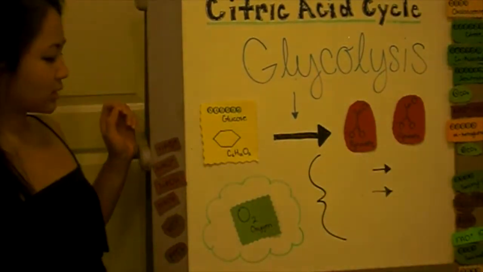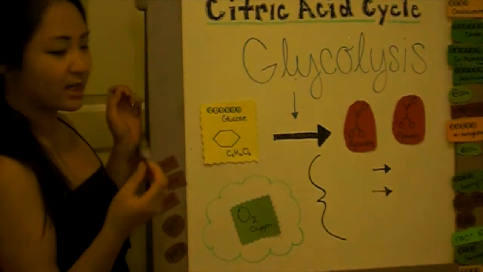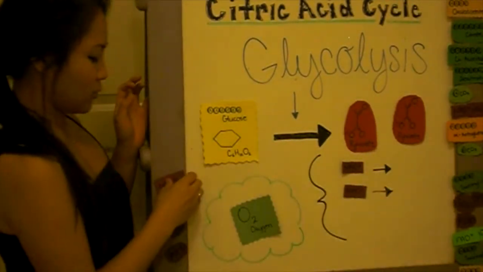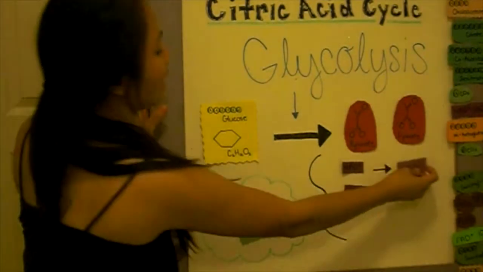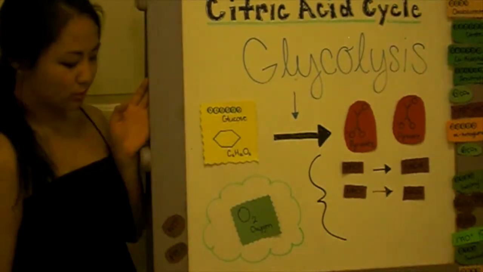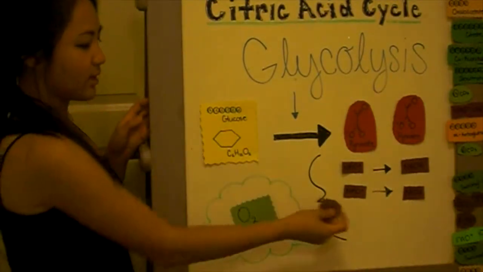It also reduces two molecules of NAD plus into two molecules of NADH. It also produces two molecules of ATP.